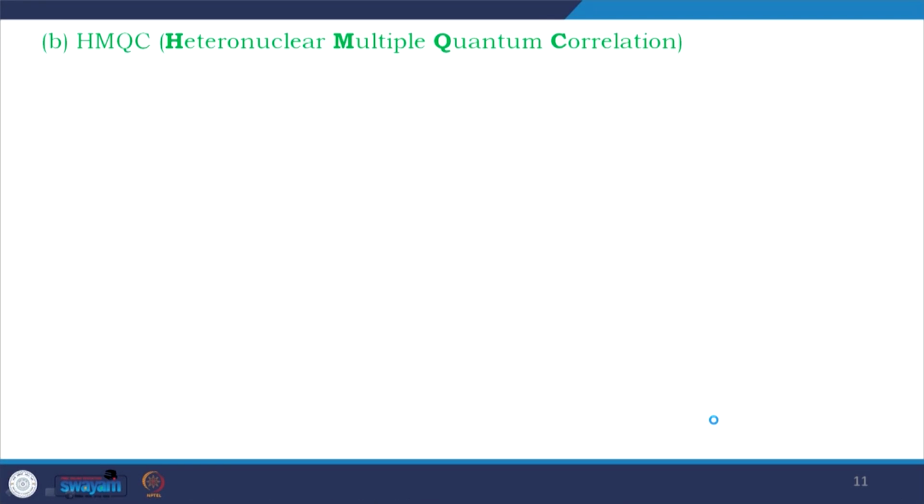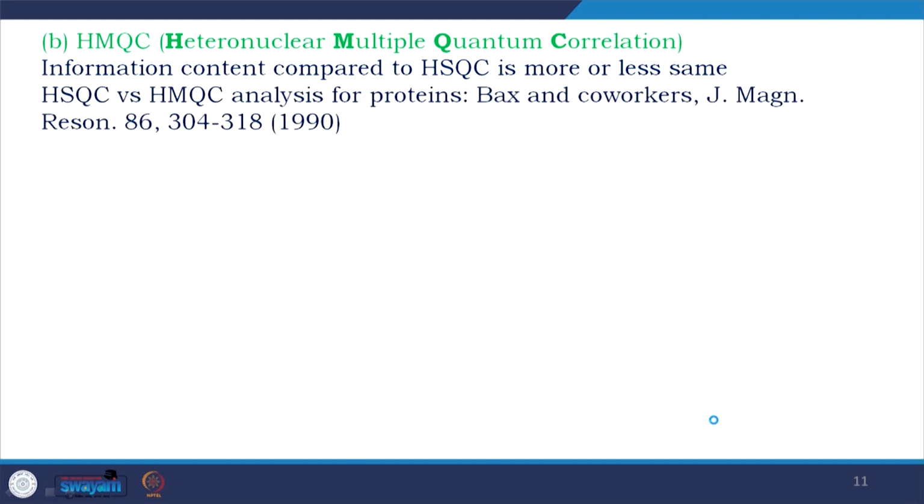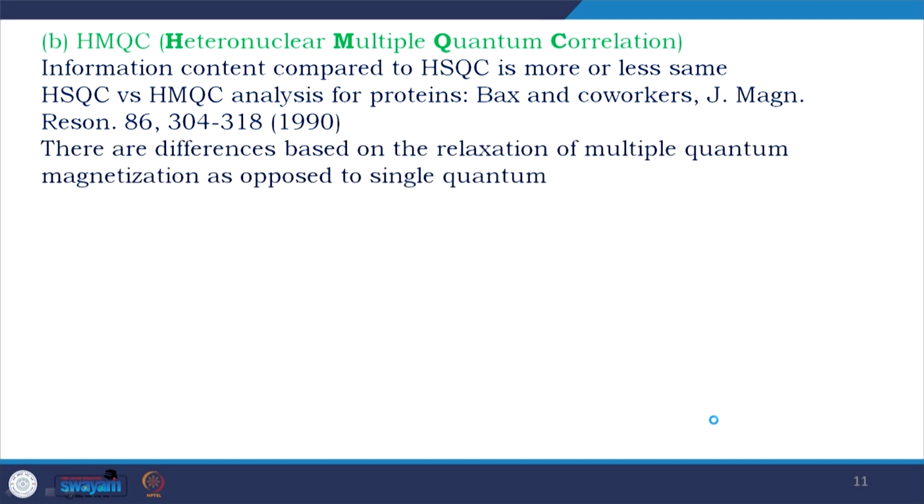HSQC spectrum. HMQC, heteronuclear multiple quantum correlation, has information content more or less the same compared to HSQC. They are the same type of process, only single versus multiple quantum. The HSQC versus HMQC analysis of protein was made by Bax and co-workers to find out that the information coming up is more or less the same. There are differences based on the relaxation of multiple quantum magnetization as opposed to the single quantum. So, the information coming is the same, but there are differences based on the relaxation.